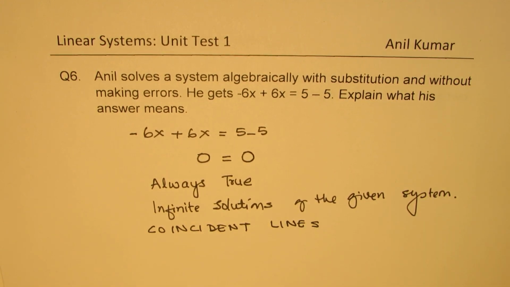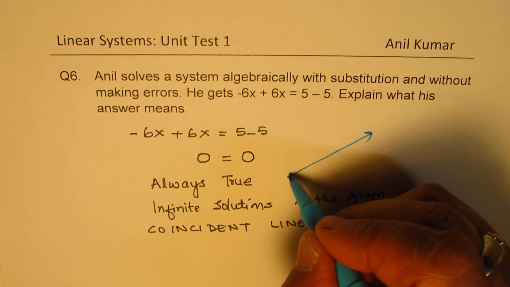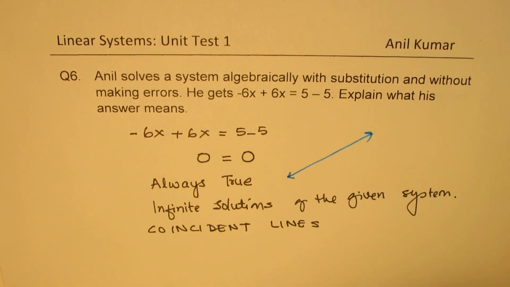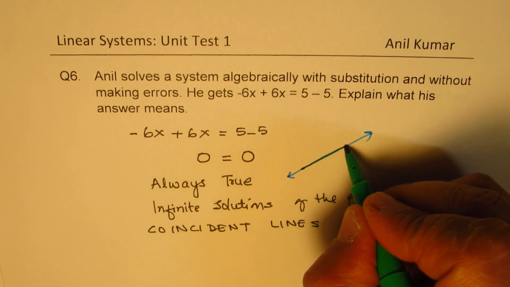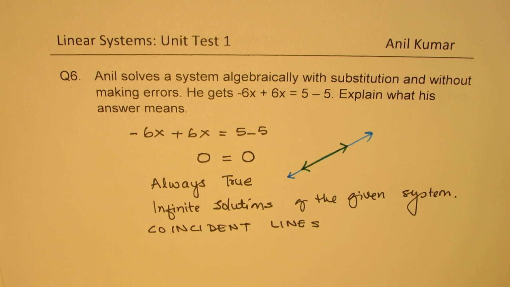So that is how you could explain it. It's kind of like this. Let's say we have one line here and the other line overlaps, right? So the other line overlaps, so they are always intersecting. We have infinite solutions. These lines are coincident. 0 equals 0 is always true. That is what you will get, right?